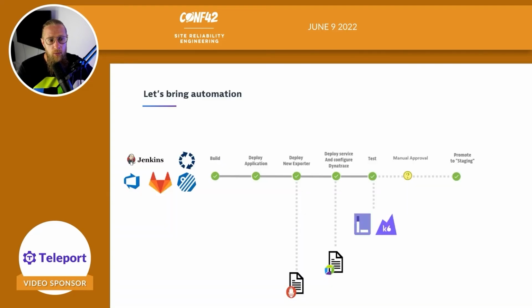To automate this, we can obviously define a pipeline in Jenkins or any CI/CD system that we have. So we're going to build, we're going to deploy our exporters. We're going to configure Dynatrace or whatever it is.